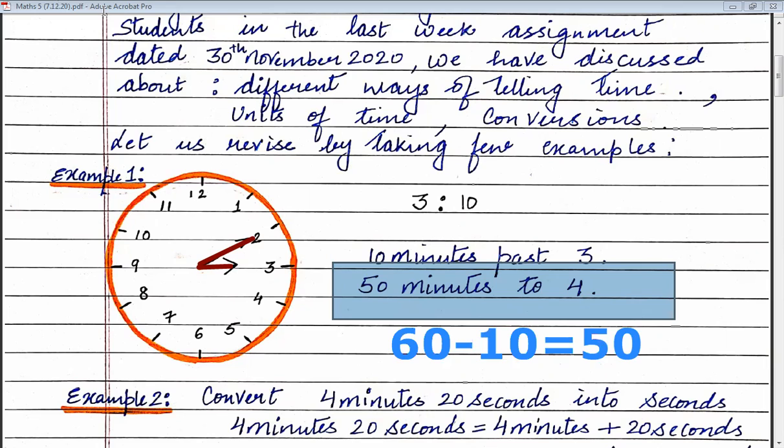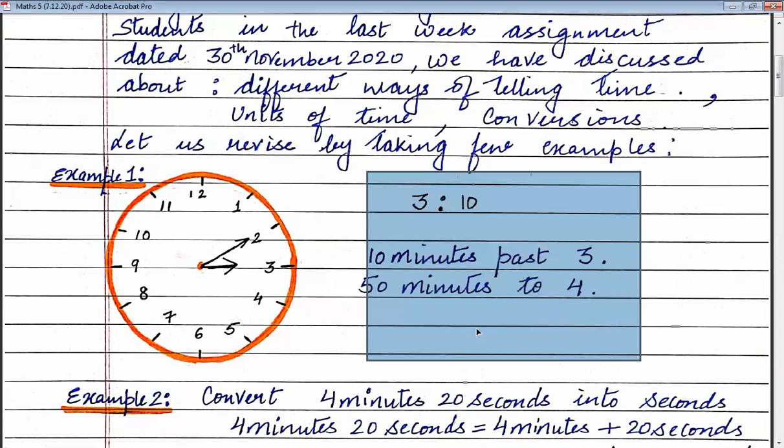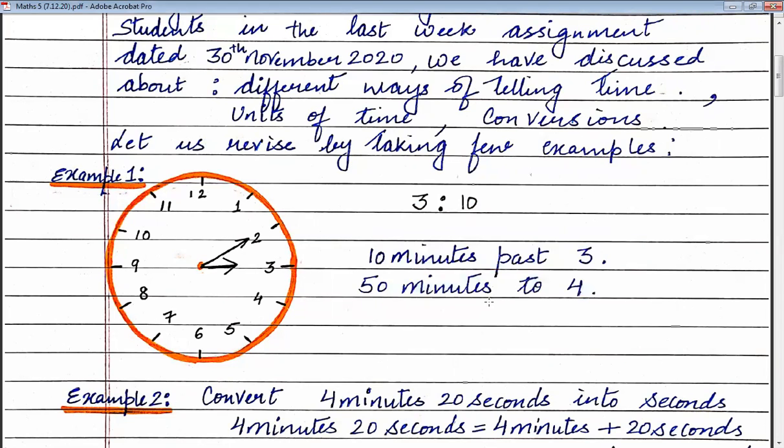Now let's read all the 3 times together. Okay, children, let's read it together. So your time is 3:10. Okay, then 10 minutes past 3, and after that 50 minutes to 4. I hope you are clear with this. Now let's go to example number 2.